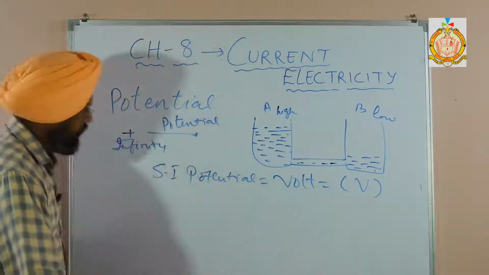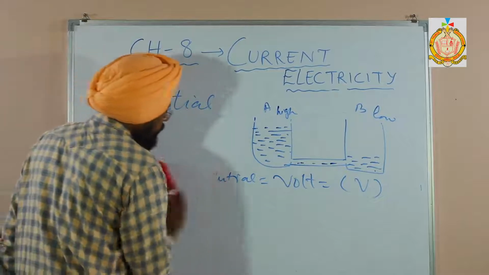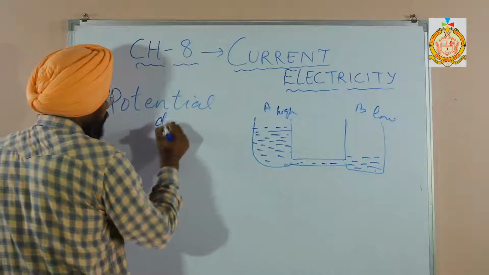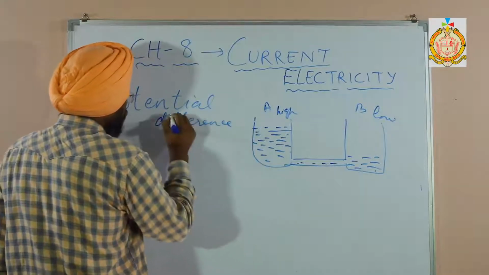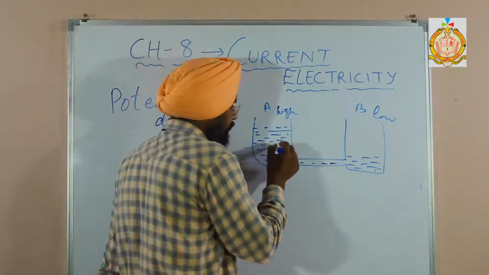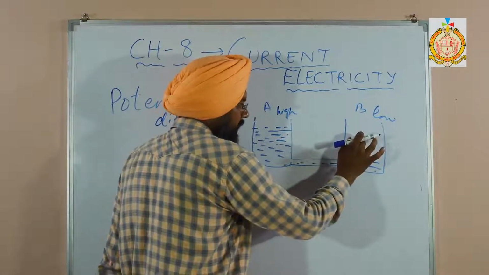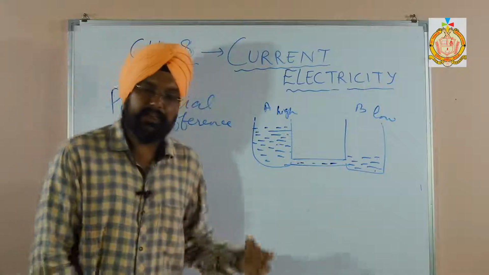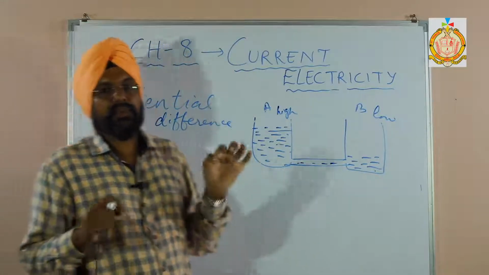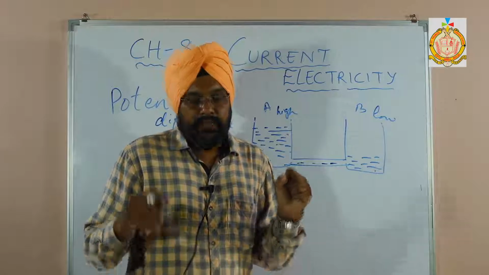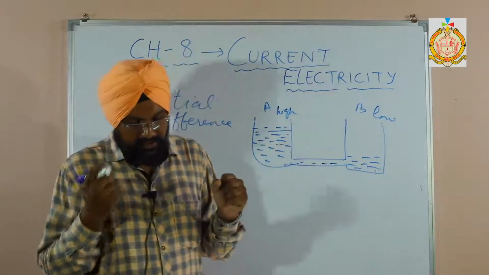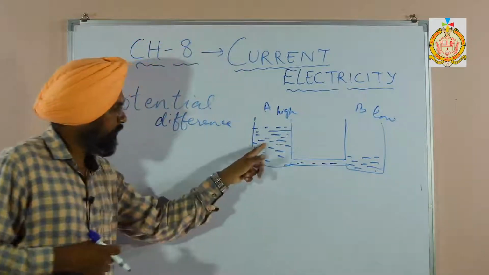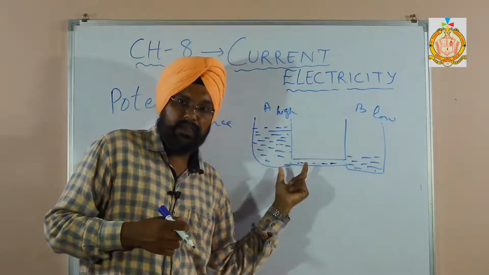The second one is potential difference. It is clear from the name only. Difference means difference between 2 points, from one point to another. Suppose we bring a unit positive charge from one point to another. The difference between these 2 points is called potential difference. The definition is the same: the work done in moving a unit positive charge from one point to another. That is the potential difference.